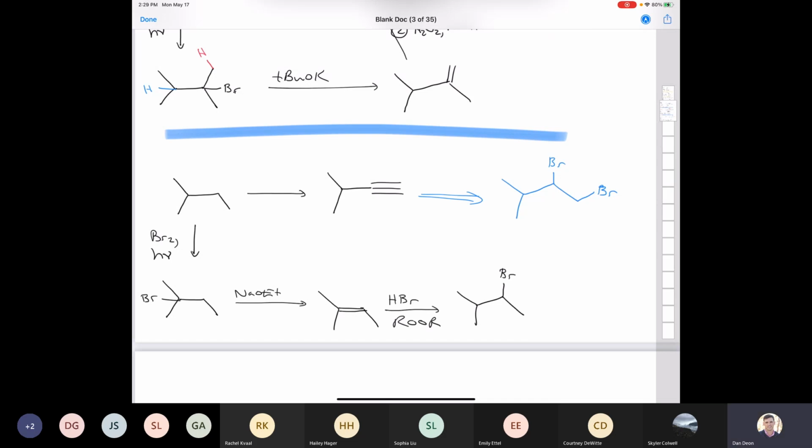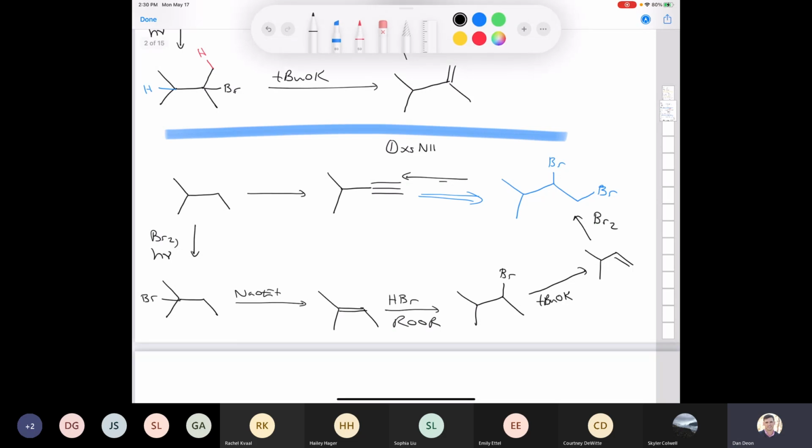And then I can do an elimination using potassium t-butoxide to make that alkene that I wanted. Then I treat it with bromine, and then I do my double elimination, where I use excess sodium amide. And then in the last step, I treat it with water, not hydronium, with water. Kind of a lengthy process, isn't it?